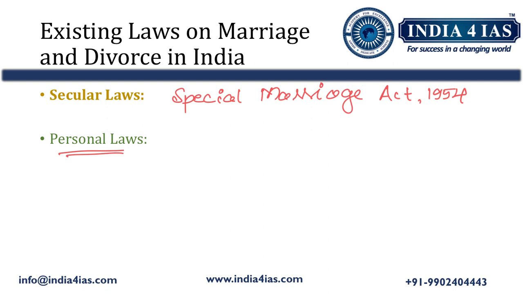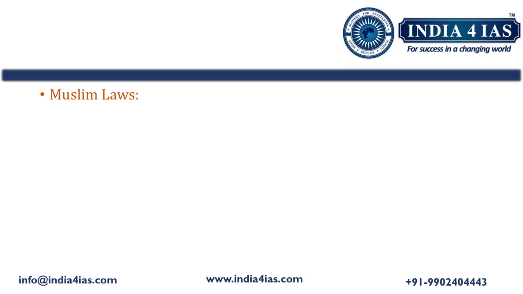On the other hand, we have Special Marriage Act 1954. The marriages which don't fall under personal law category can be registered in Special Marriage Act 1954. Then we have different Muslim laws which govern Muslim marriages and divorce, like Dissolution of Muslim Marriage Act, Muslim Women Protection of Rights on Marriage Act 2019, Muslim Women Protection of Rights on Divorce Act 1986, and uncodified Shariat Muslim Law.